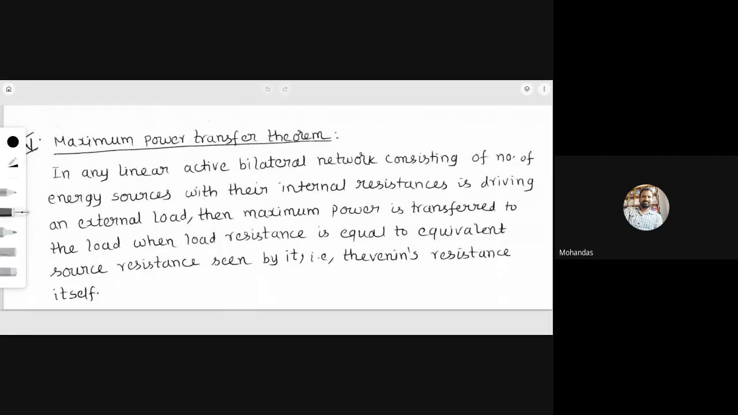Please keep reading the maximum power transfer theorem and note down this statement. I will explain later. All of you write down this statement here. Be ready with the books and calculators. We are going to solve the problems parallelly. All of you note down the statement.